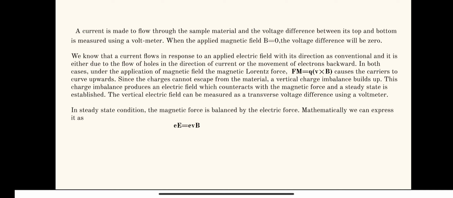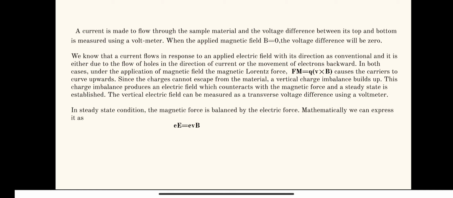We know that current flows in response to an applied electric field, with its direction as conventional, and it is either due to the flow of holes in the direction of current or the movement of electrons backward. In both cases, under the application of a magnetic field, the magnetic Lorentz force Fm, equal to qv × B, causes the carriers to curve upwards, since the charges can't escape from the material. A vertical charge imbalance builds up. This charge imbalance produces an electric field which counteracts the magnetic force, and a steady state is established. The vertical electric field can be measured as a transverse voltage difference using a voltmeter.